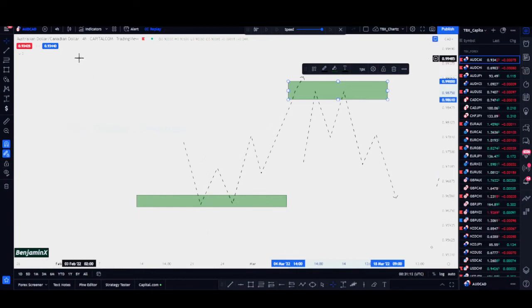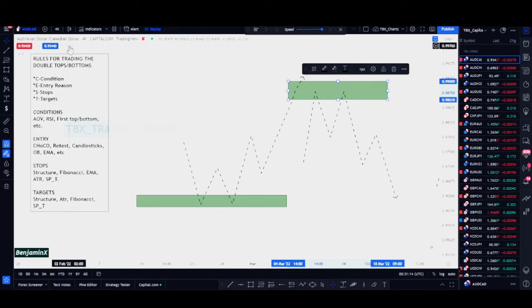Now, what are these rules we're going to look at? Rules for trading the double tops and the double bottoms. If you've watched the trading channel hosted by Stephen Hart, who is my trading mentor, he always says something about CEST. The conditions, entry, stops, and targets.